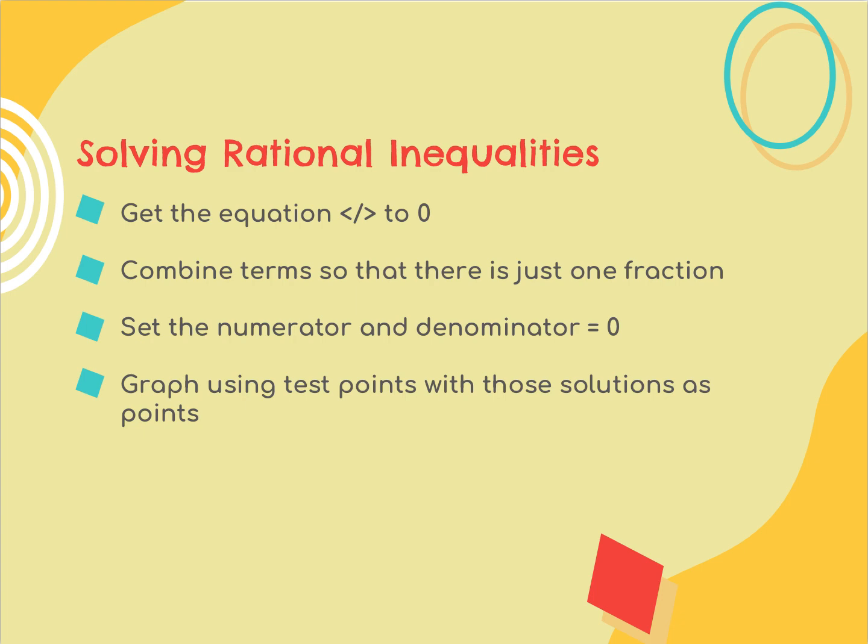Okay, we'll talk about that. So the single fraction equals 0. Once you get to that, you're going to make the numerator equal to 0 and find that variable value. You're going to make the denominator equal to 0, find that variable value, and then you're going to test points to figure out where the solution ranges are. So it sounds like a lot. It's really not too bad.